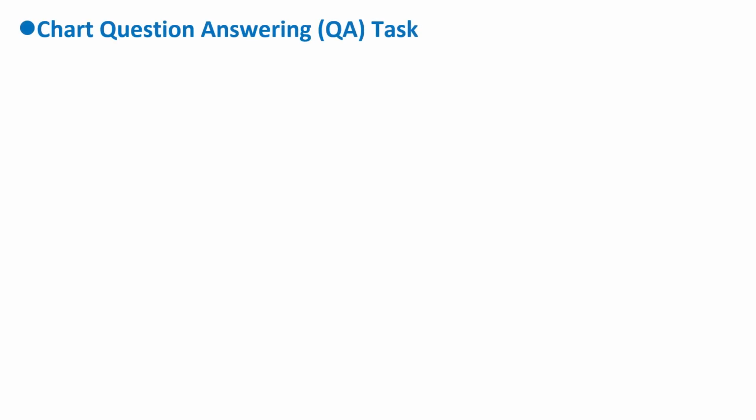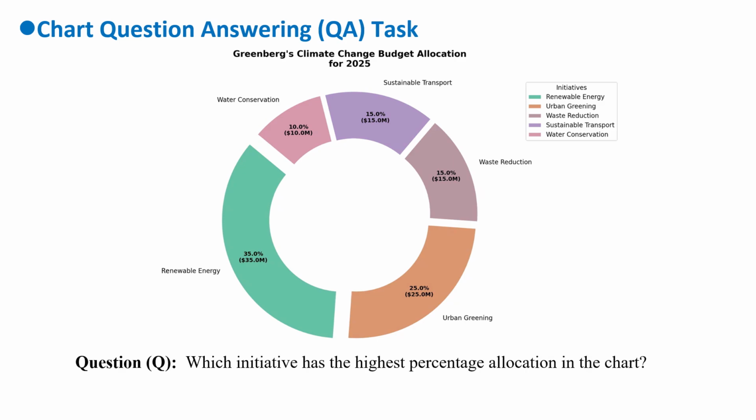Let me first introduce the chart QA task. Given one question like which initiative has the highest percentage allocation in the chart, the answer is renewable energy. This is a core skill. Read the visuals, link them to meaning, and do reasoning.